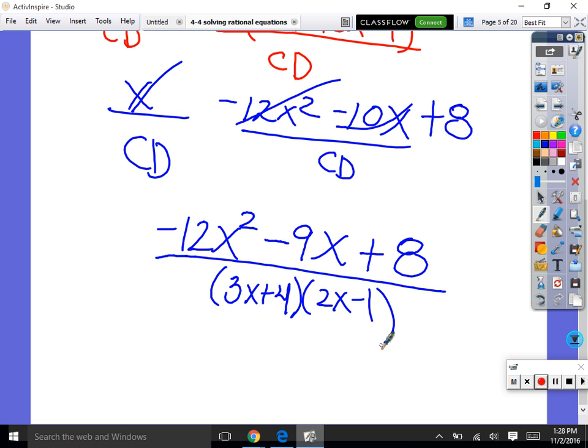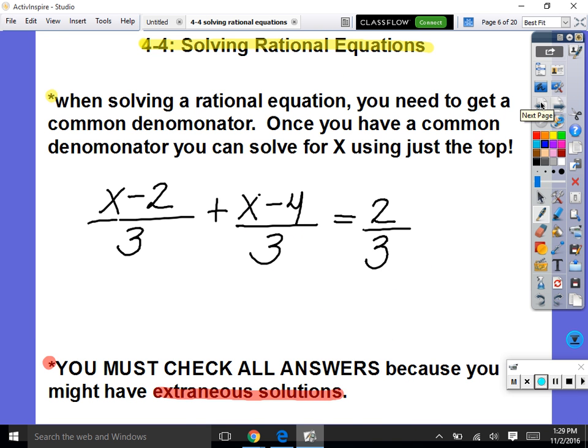Yeah. This group, you're okay? So you were able to figure out where you went wrong? Yeah. Okay, good. You were super close, just off by sign. Okay, awesome. And then we would check to see if the top factors, and it doesn't. So we're done. Okay, awesome.